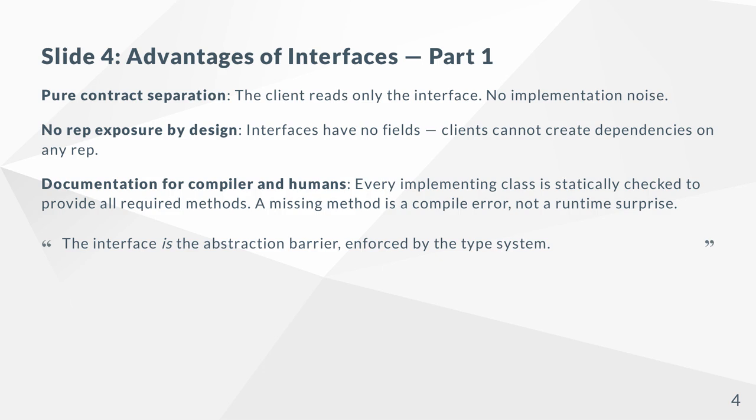Interfaces offer several advantages over using classes alone. First, pure contract separation. Clients read only the interface with no implementation noise. Second, no rep exposure by design. Interfaces have no fields, so clients cannot create dependencies on any internal representation. Third, documentation for both the compiler and humans. Every implementing class is statically checked to provide all required methods. A missing method is a compile error, not a runtime surprise. The interface is the abstraction barrier enforced by the type system.